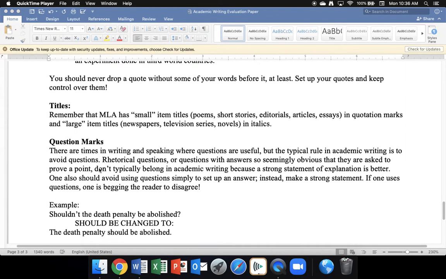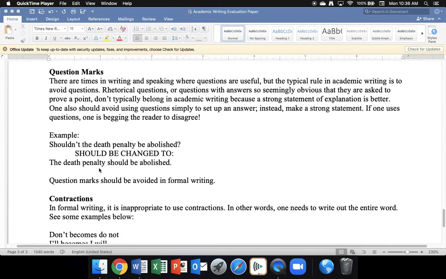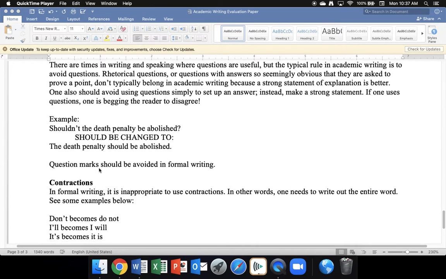Question marks, you definitely don't want to have any question marks in your essay. Usually rhetorical questions are much better served in speeches or in verbal situations where you have a captive audience. In papers, you need to make strong assertions, and wording it as a question not only makes it seem weaker, but it also implies that your audience could answer the question differently than you hope that they will. And so you want to avoid question marks in academic writing.